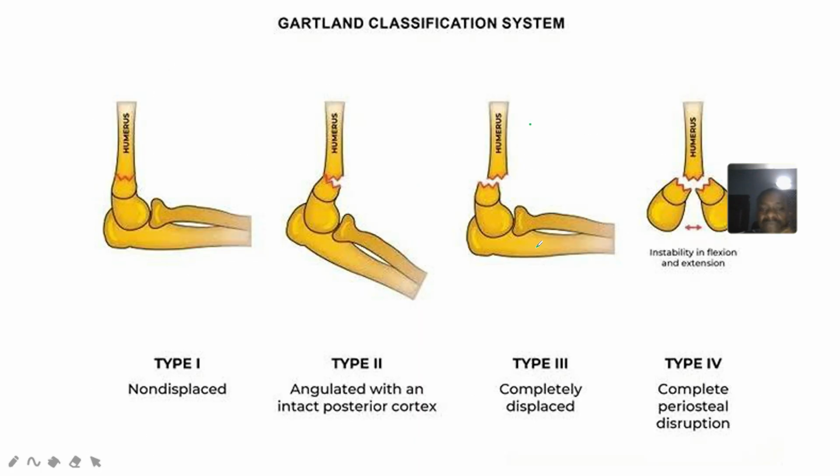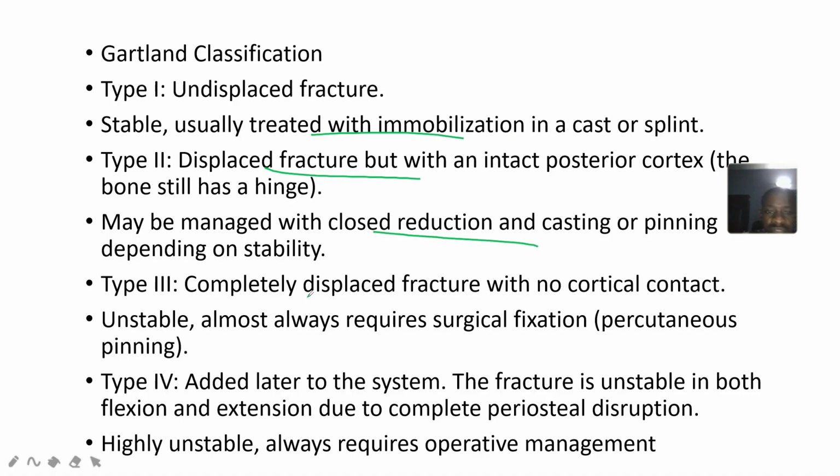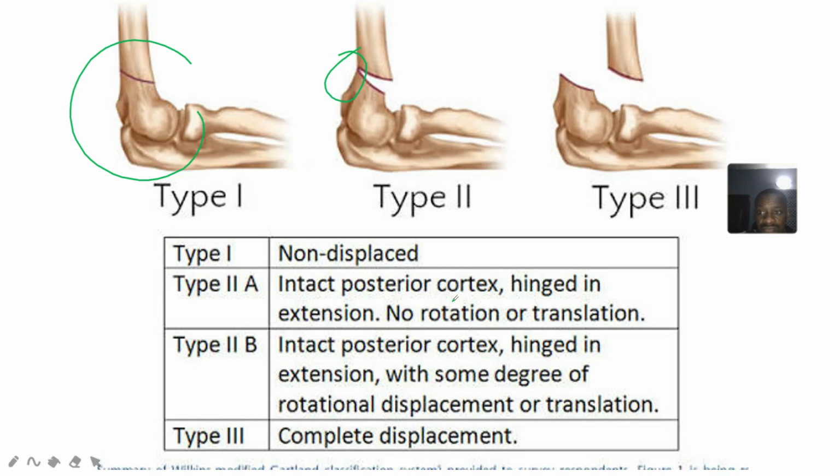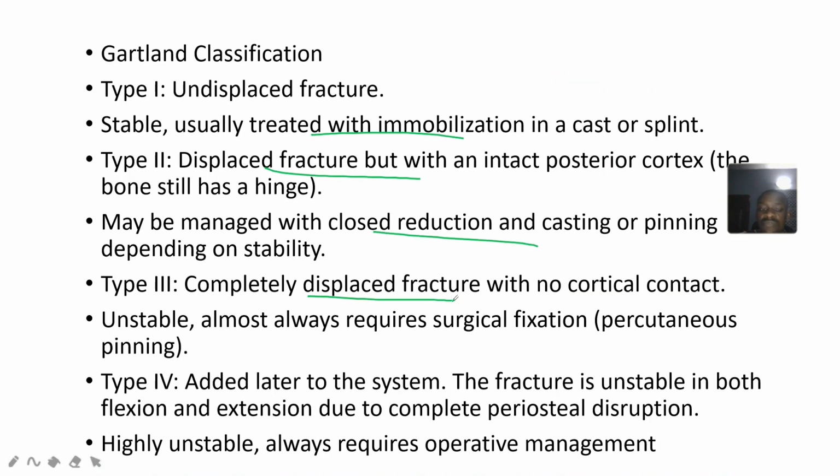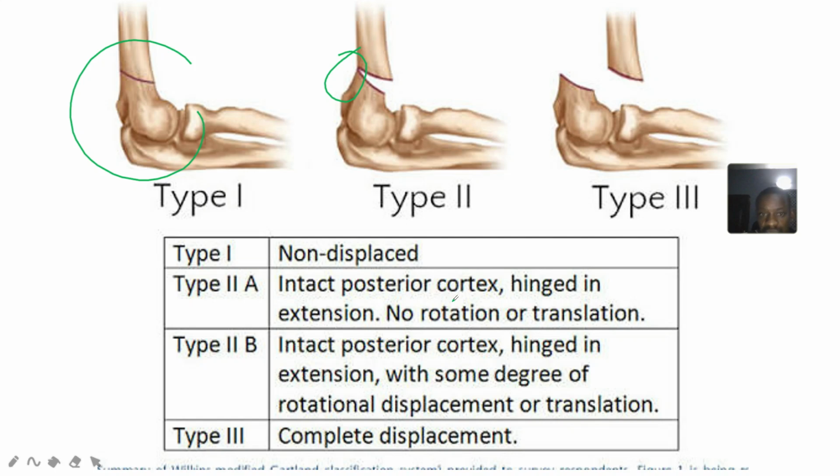Then there's type 3. It's a completely displaced fracture with no cortical contact. It's very unstable and always requires surgical fixation, that's percutaneous pinning. They'll have type 4, which was newly added to the system.